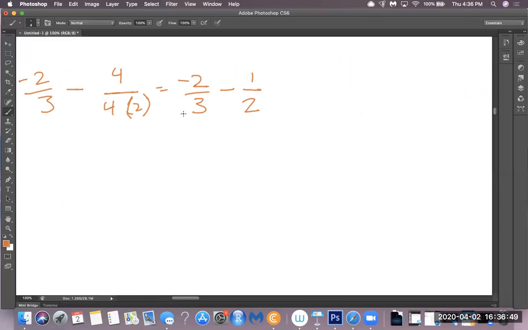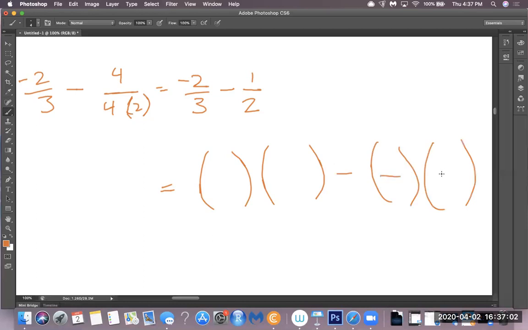So now you have this fraction being subtracted. From here, we apply the same principle. We write 4 parentheses. Now we fill the parentheses with these 2 numbers, so -2, 3, 1, 2. Now, what should I write in this parentheses? 2. Write it down. And how about this one? 3. Write it down.